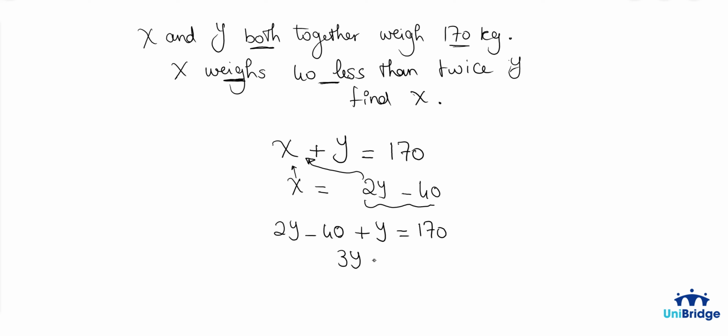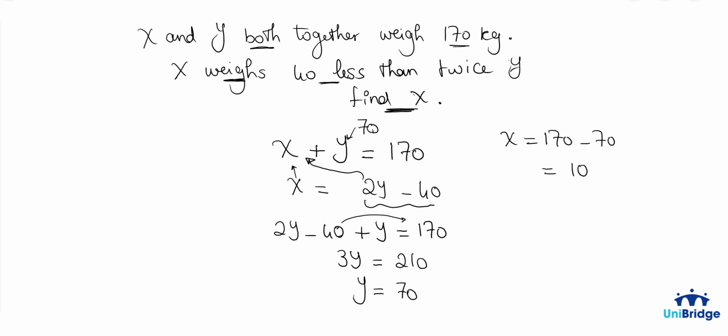So you get an equation with y. You're going to get that 3y is equal to 170 plus 40, which is 210. So the y is going to be 70. But notice that we're solving for x. So if you happen to solve and get the y, you need to plug 70 back here and solve for x. So x is going to be 170 minus 70. So it's going to be 100. So always make sure that you answer what he's asking for, because in these equations you have two variables. So you need to make sure that you're answering for the correct variable.